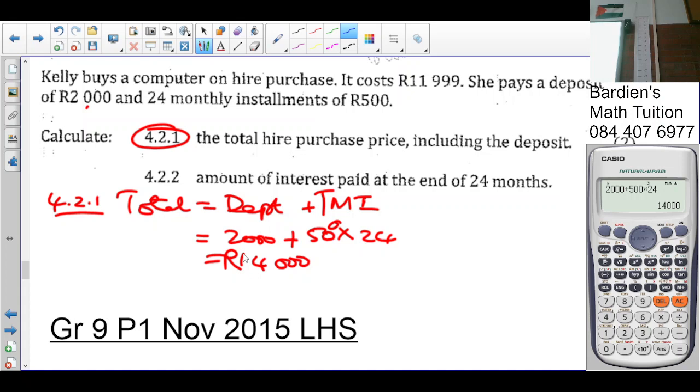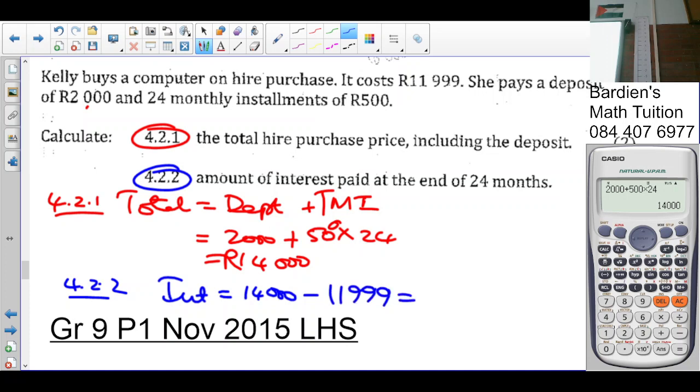Then in 4.2.2 we are asked to calculate the amount of interest paid at the end of 24 months. So how do you calculate the interest? It's going to be the total, which is 14,000 rand, minus 11,999. That's going to give you 2,000 rand. So they paid an extra 2,001 rand.